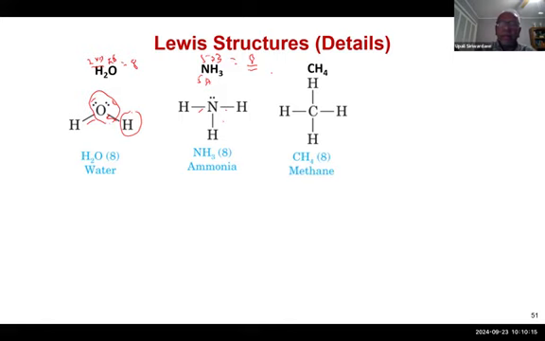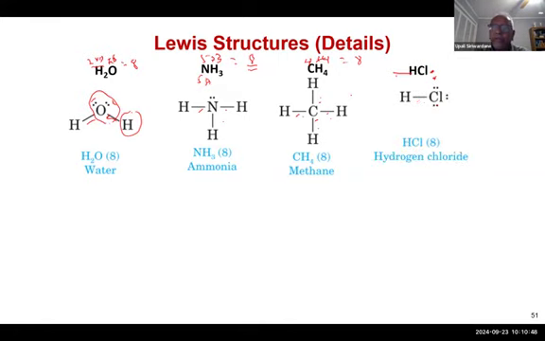Methane: 4 electrons here, group 4A, and 4 electrons from the hydrogens, therefore 8. This has 4 electron pairs. Each one has 2 electrons. We normally write a line or dots for electrons. So how many lines are there? 4. Each line is 2 electrons, 8 electrons.